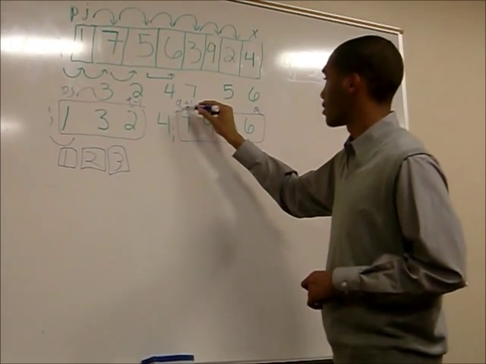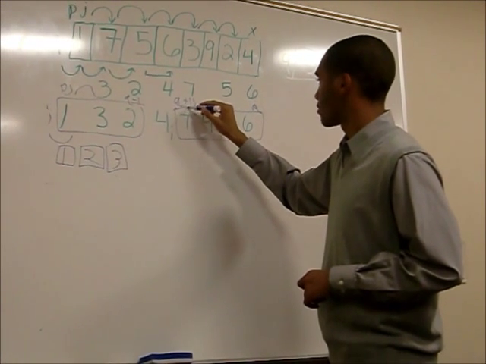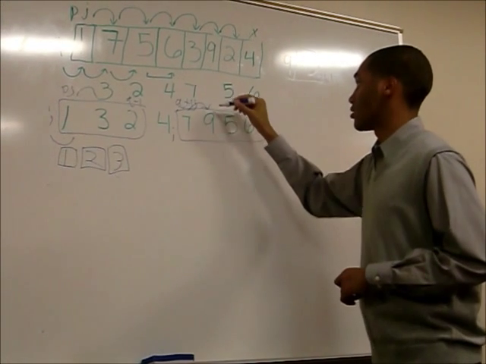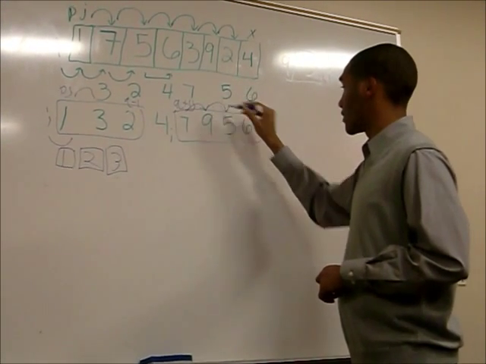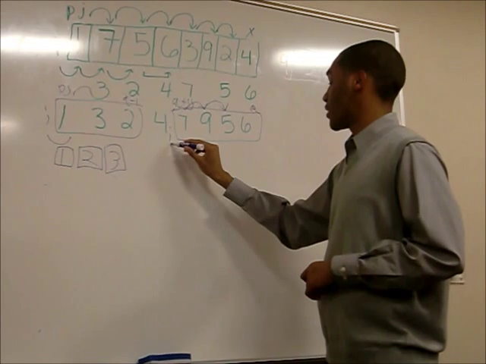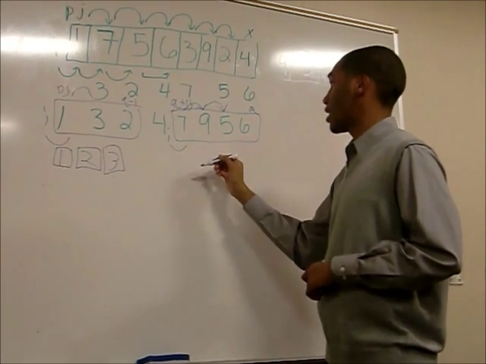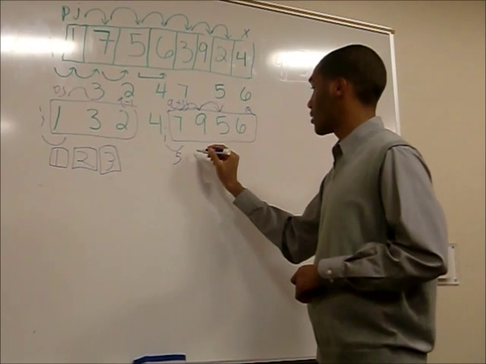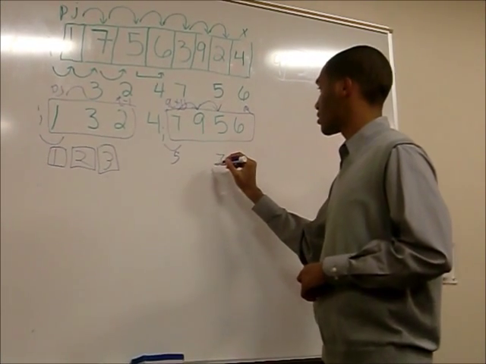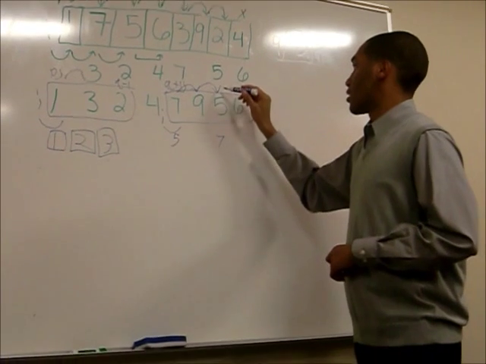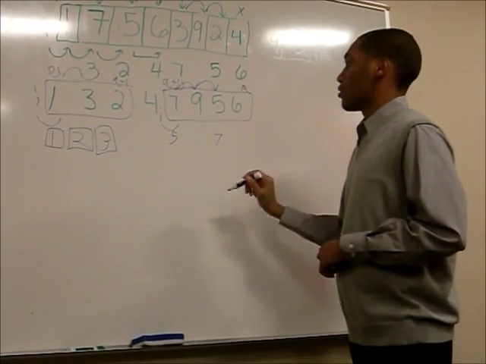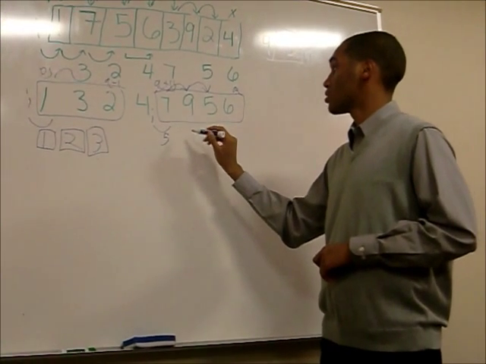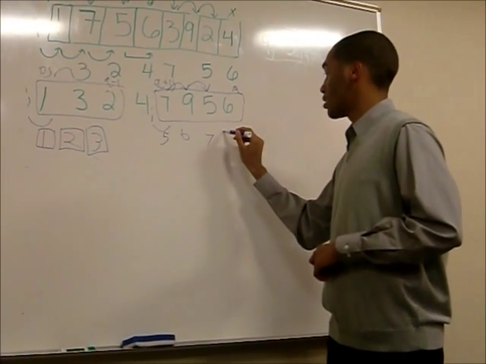Seven is greater, so J increments. 9 is greater than 6, so it increments. 5 is less than, so we move I, switch I with J, so it becomes 5 and 7. And now since we were right before it, we switch R with I plus 1, so it becomes 6 and 9.